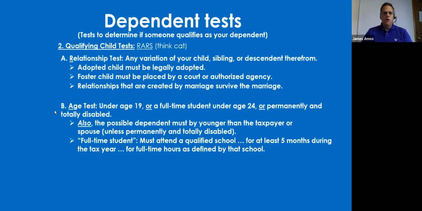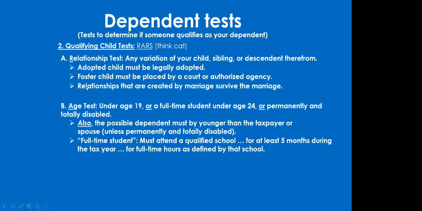Now, we were already talking about it for just a moment. An adopted child must be legally adopted. A foster child must be placed by a court or authorized agency. So an adopted child or a foster child cannot be just a child you brought into your home and said, I'm going to take care of them. It's got to be through some legal situation.